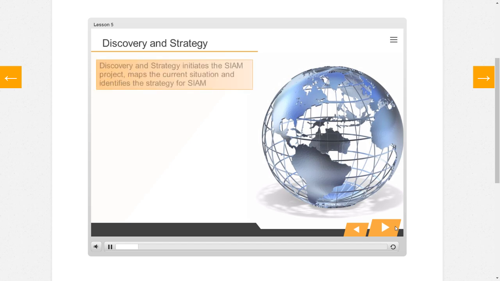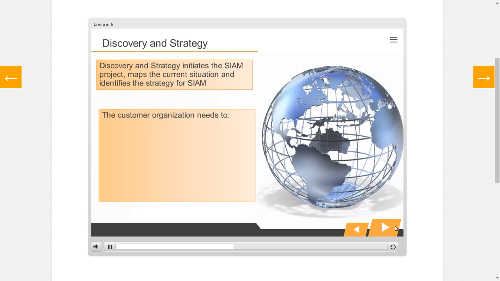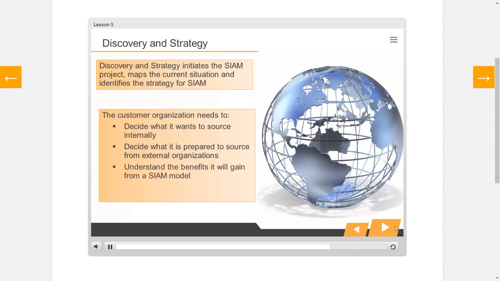The discovery and strategy stage initiates the SIAM project, maps the organization's current situation, and identifies the strategy for SIAM. The customer organization needs to decide what it wants to source internally, decide what it's prepared to source from external organizations, understand the benefits it will gain from a SIAM model, understand what extra skills and resources it might need.